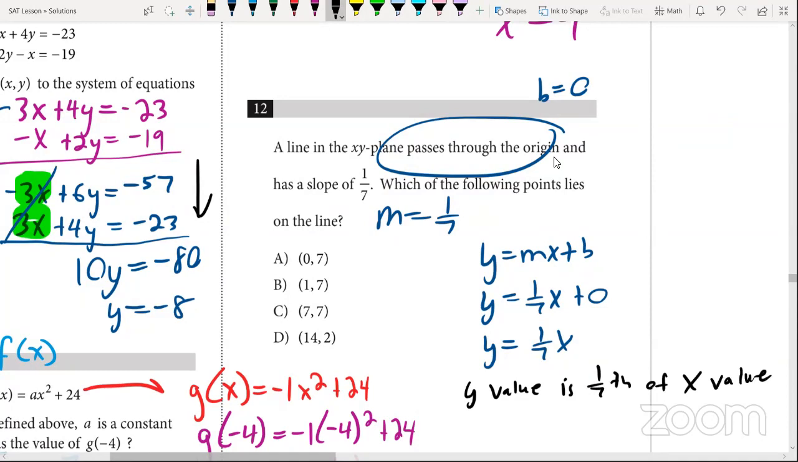Be careful, because that looks a lot like this, right? 1 and 7. But a lot of these are designed to kind of subconsciously pull you into a wrong answer choice. For which of these is the y value a seventh of the x value? That's this right here, because 2 is 1/7 of 14. The y value is 1/7 of the x value for choice D on number 12. Moving along to number 13 now.